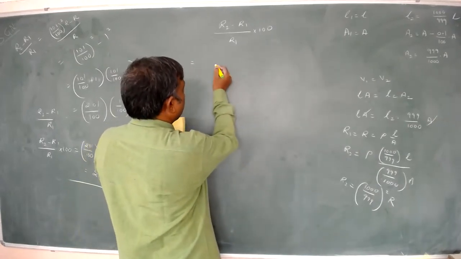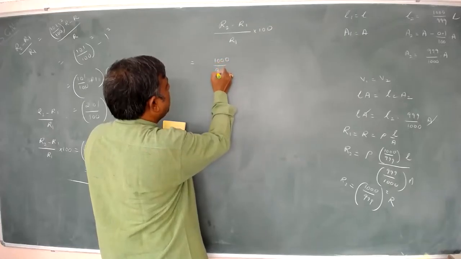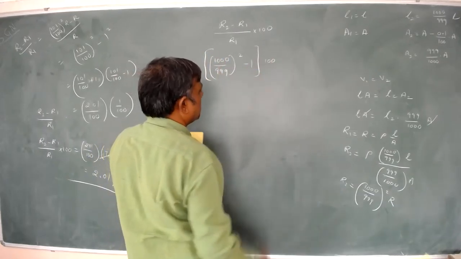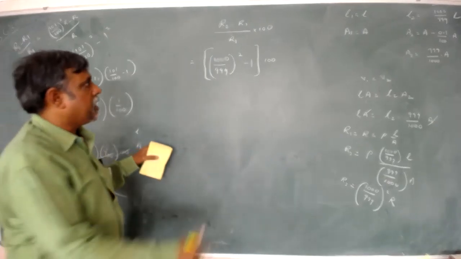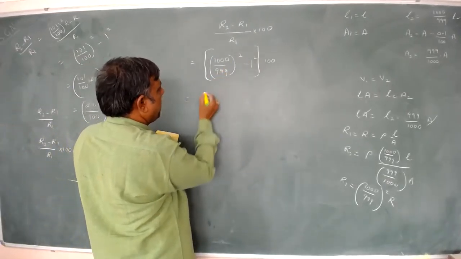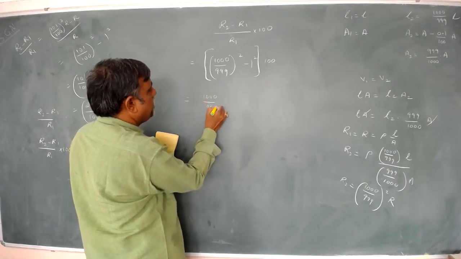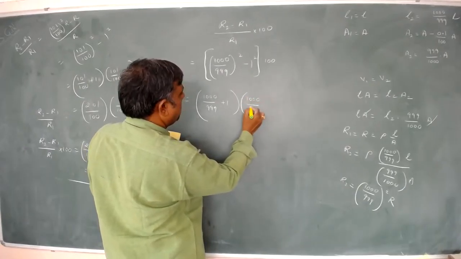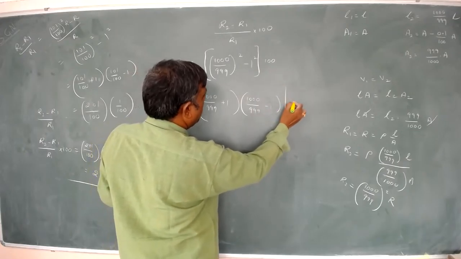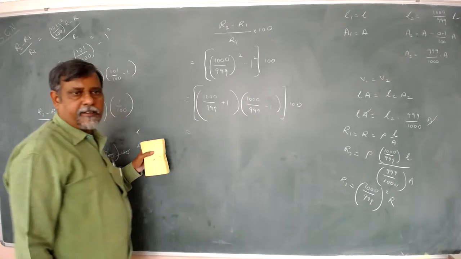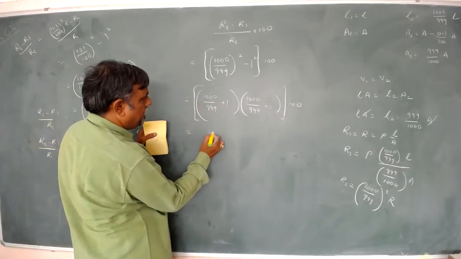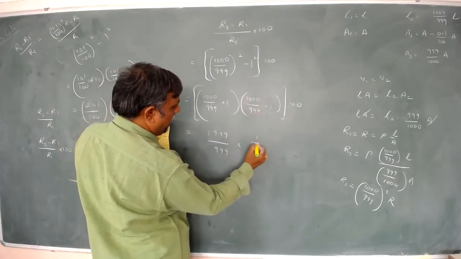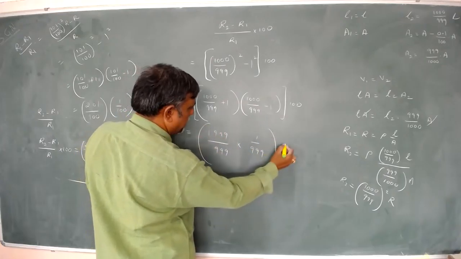Now, numerator, what will be? 1000/999 minus 1, into 100. Am I correct? Yes, sir. Now this becomes 1000/999 minus 999/999, into 100. So what is this sum? 1999/999. So what is this? 1/100.